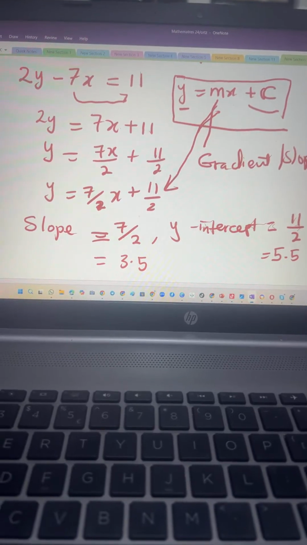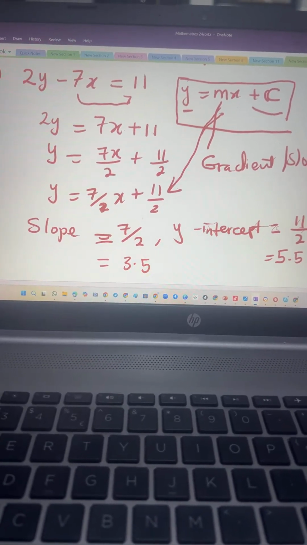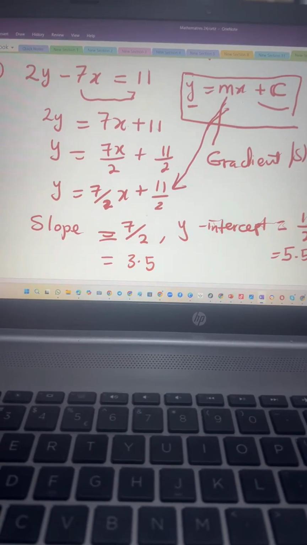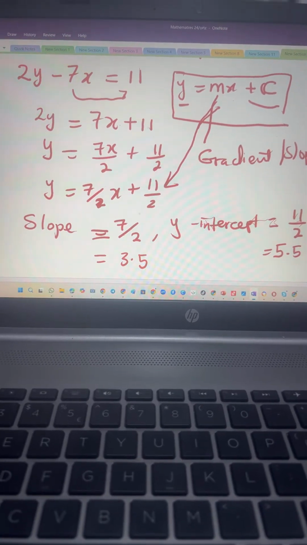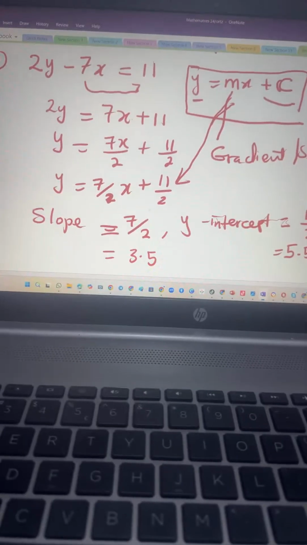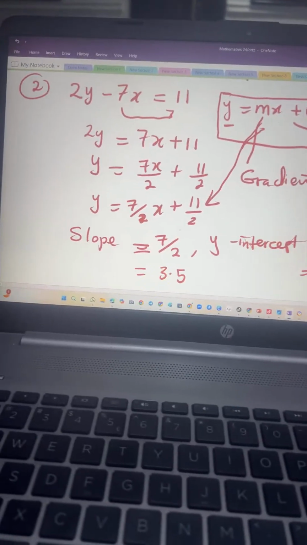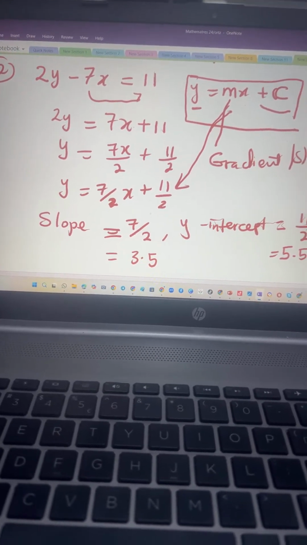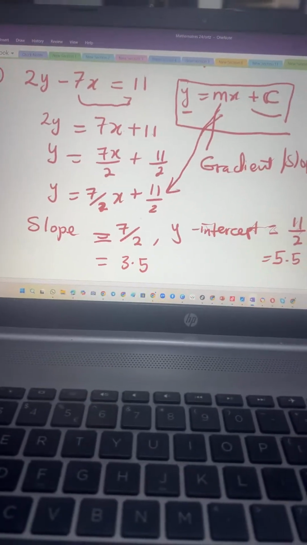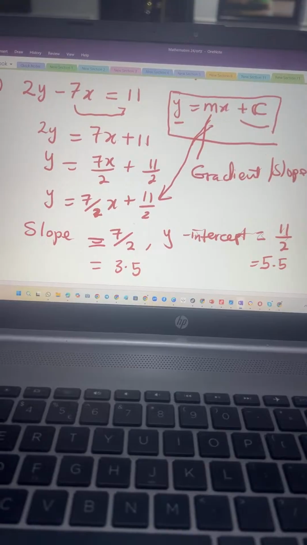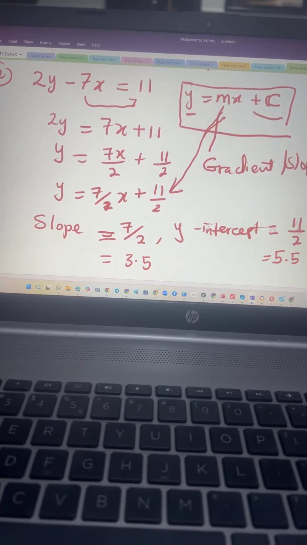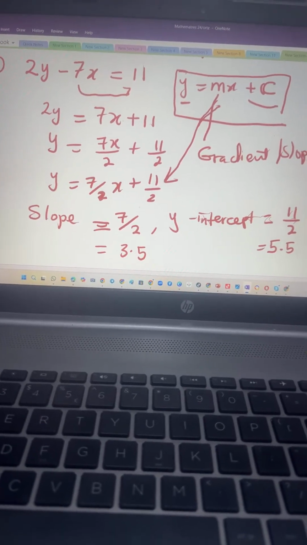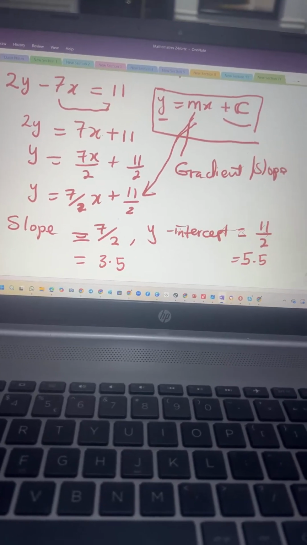If you are done writing, let me know so that we can proceed with the next question. Are you almost done writing? Yes. Okay. Immediately you're done, let me know, because we need to look at the next question, and the next question is how to find the gradient and the y-intercept from linear graph.